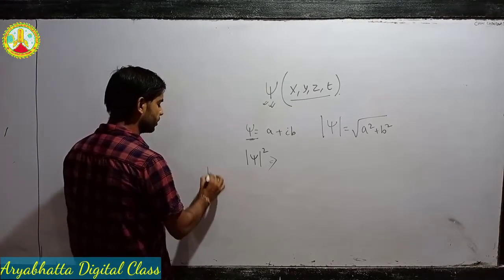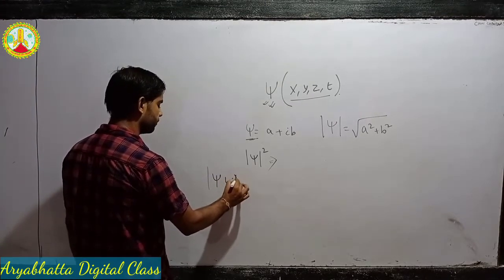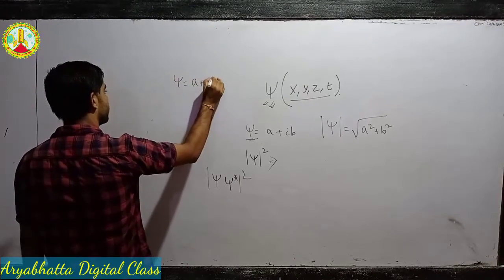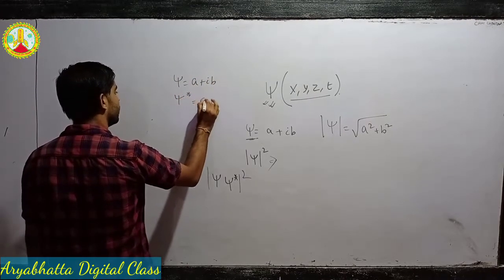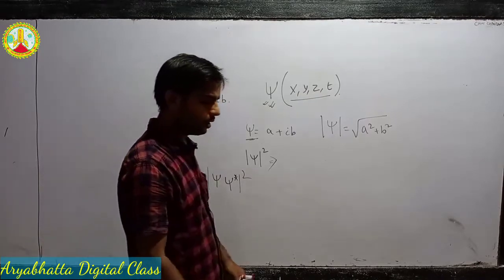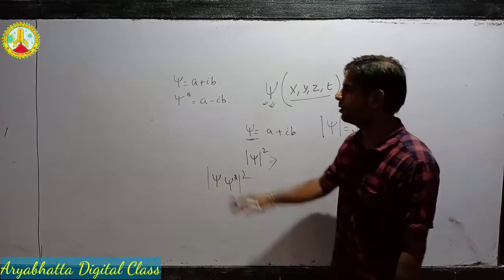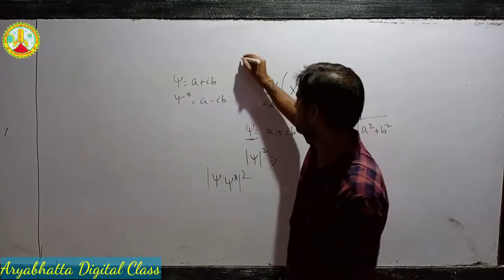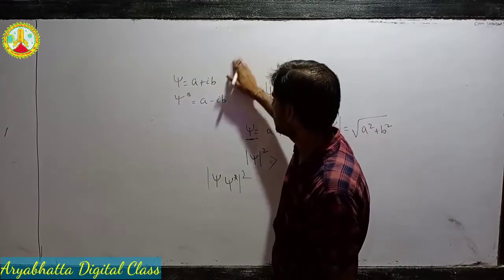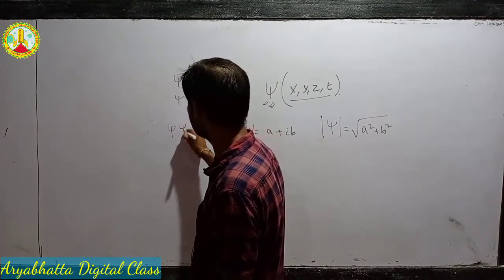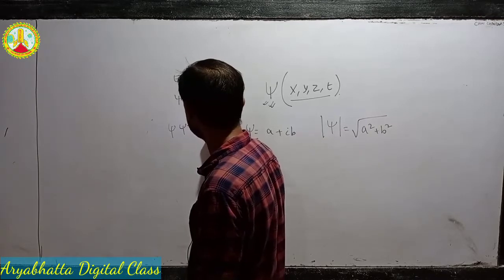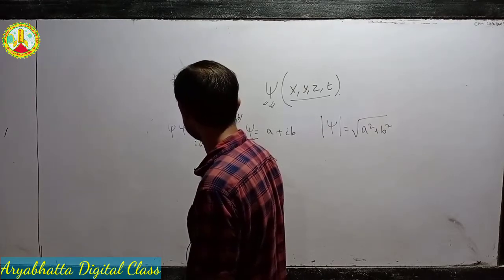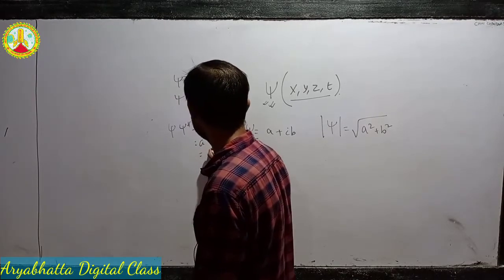We can also do psi into psi star. What is psi star? If psi is a plus ib, then psi star is a minus ib. This is called the conjugate, or companion. Psi star is the conjugate of psi. If you multiply psi with psi star, a plus ib times a minus ib, you get a square minus i square b square.